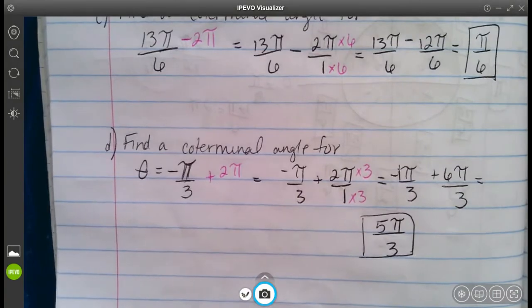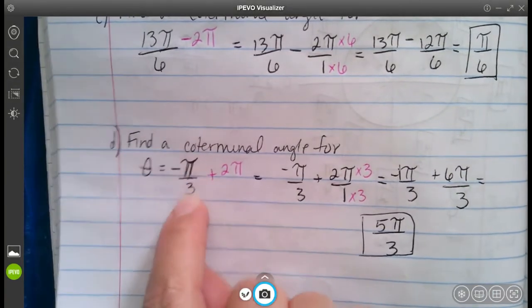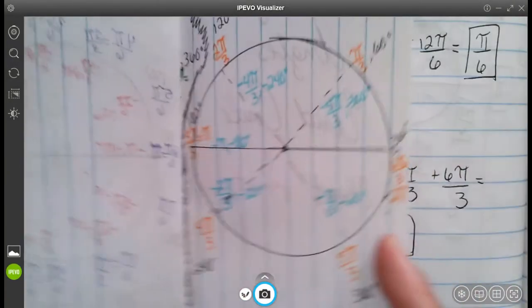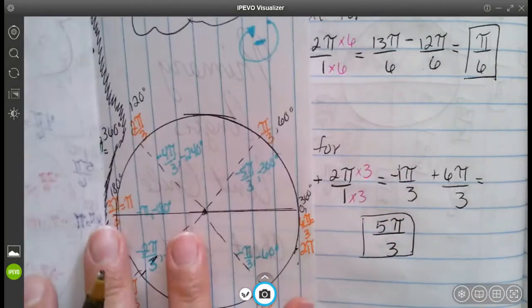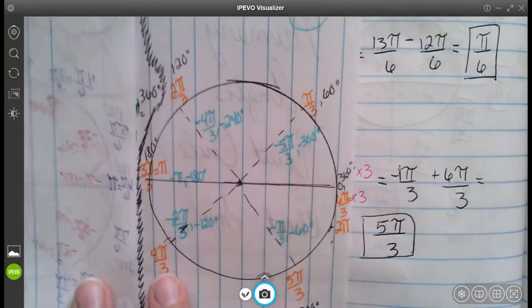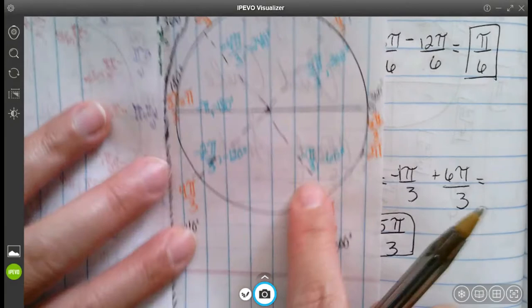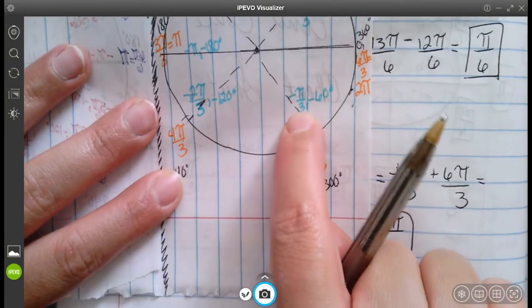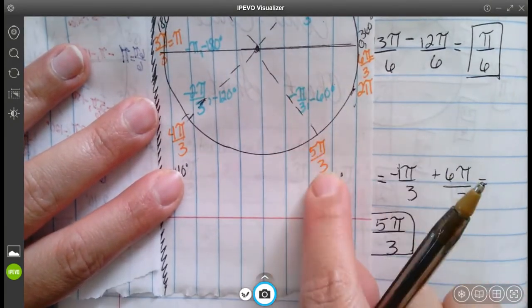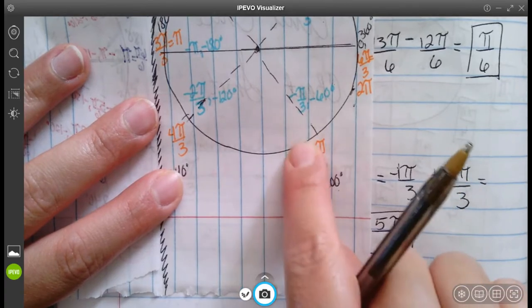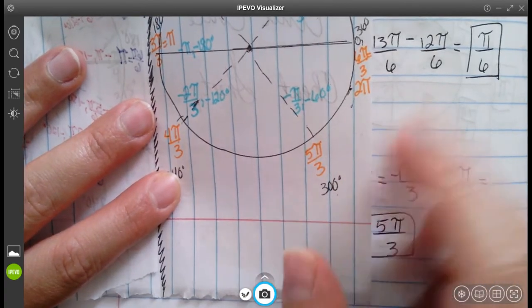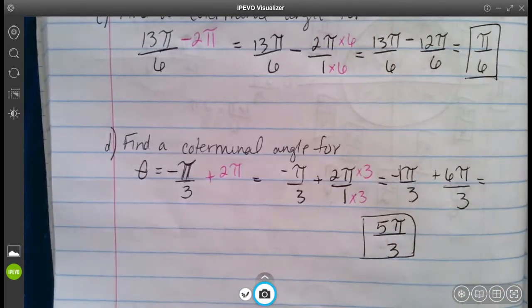And if we wanted to check that one, because we know this is one of the common ones, we could look at our pi thirds. Notice that negative pi thirds is right here, and lo and behold, it is the same as 5 pi over 3. Pretty cool, huh? All right, next one.